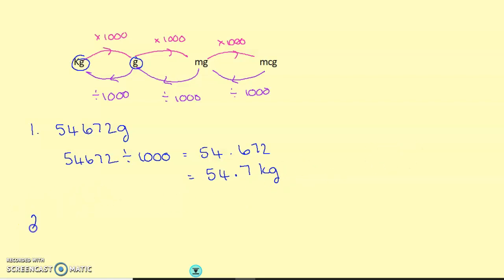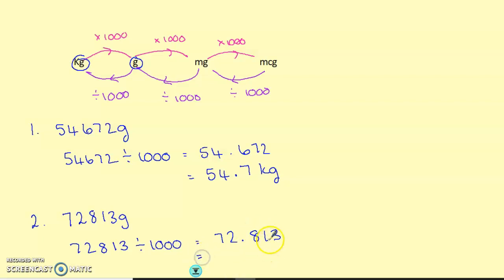Let's try another one. Let's see, somebody is 72,813 grams. Let's see what their weight would be in kilograms. So we're going to divide by 1,000, which is 72.813. Again, I want an answer to one decimal place. So that one number after the point is the 8. Check the next number along. So 1, so it stays as an 8. So it's 72.8 kilograms. Okay, that's the second thing I want you to practice.